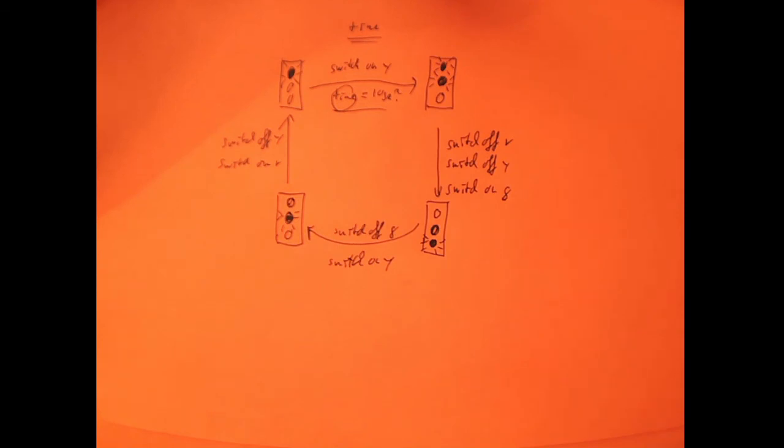And therefore, the state chart really just describes the different states and the transitions between the states.